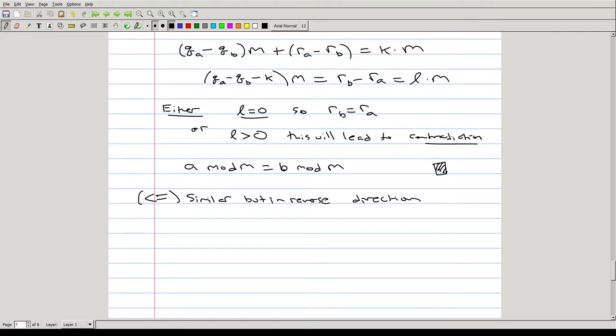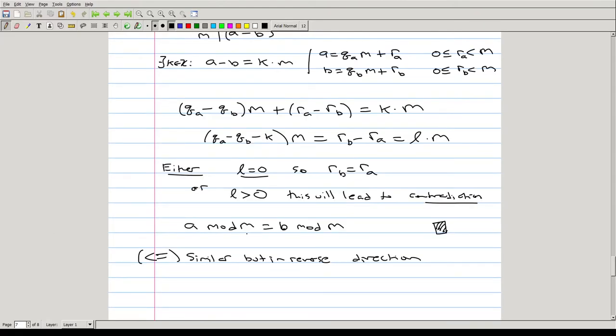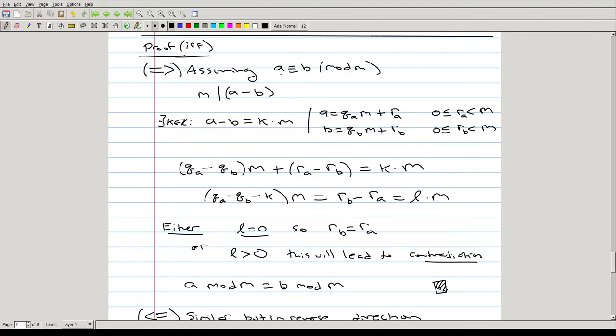And for that backwards part of the proof, I'm not going to go through step by step, but the idea is that by making this assumption, you can very clearly see how to work backwards to directly show that A will always be congruent to B mod M, or A minus B will always be divisible by M.